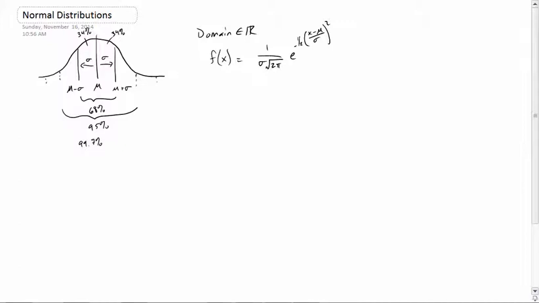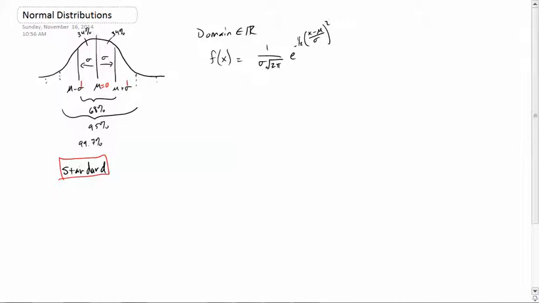The other thing that we should remember is that this is a normal distribution. We do have what's called the standard normal distribution, and the standard normal distribution is this. But in this situation, for the standard normal distribution, mu is 0 and the standard deviation is 1.